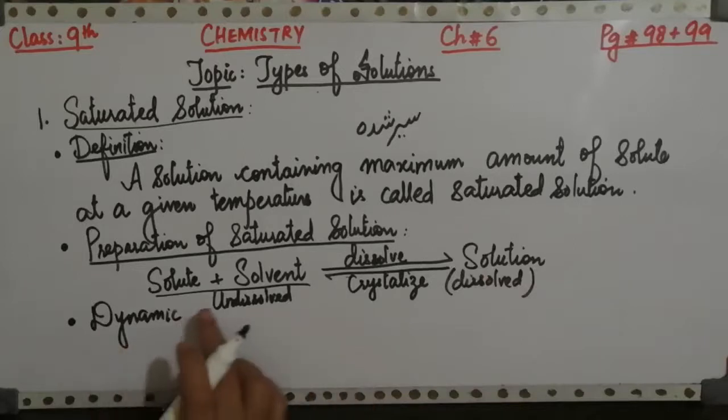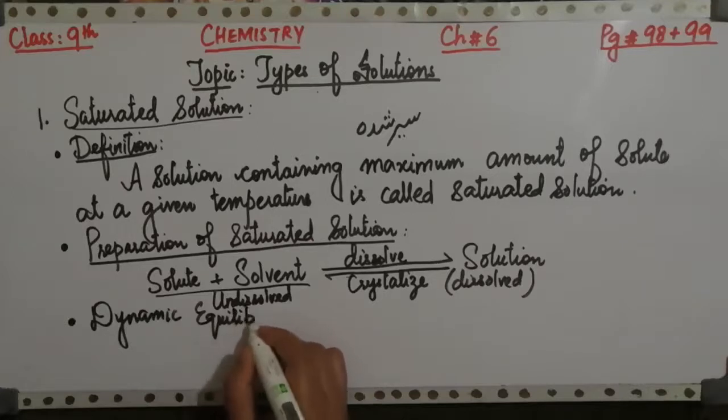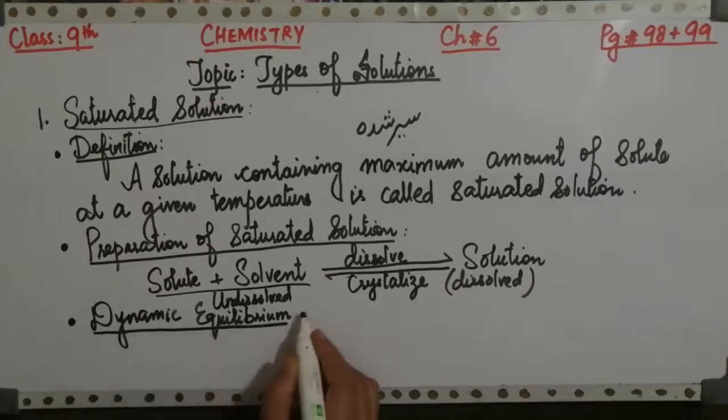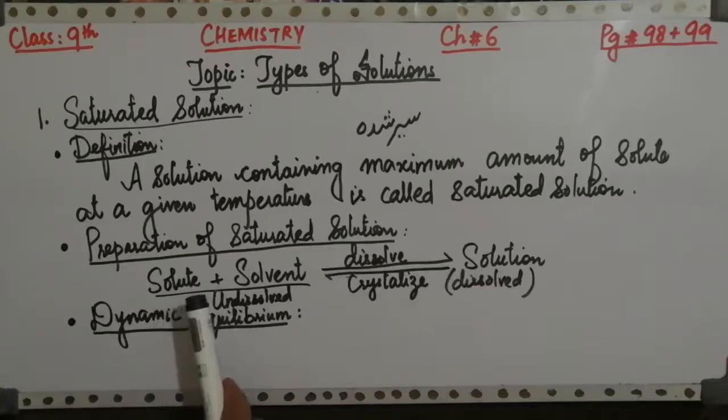So we can say what dynamic equilibrium is now. We have a next terminology, but not exactly new for you because you have done it in the previous chapter of physical state of matter. So what is dynamic equilibrium? Dynamic equilibrium is that stage at which dissolution and crystallization, both processes, continue at a given temperature, but the net amount of dissolved solute remains constant.